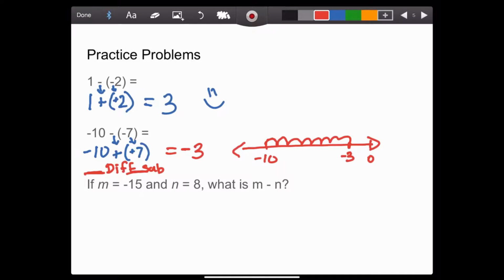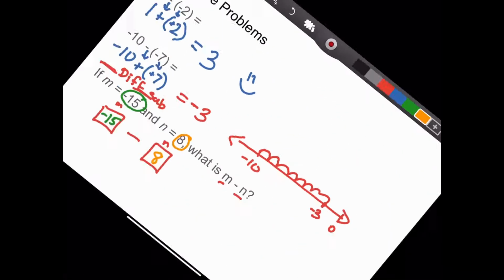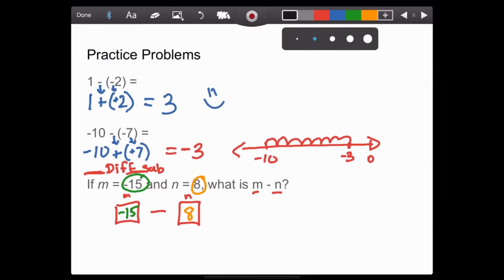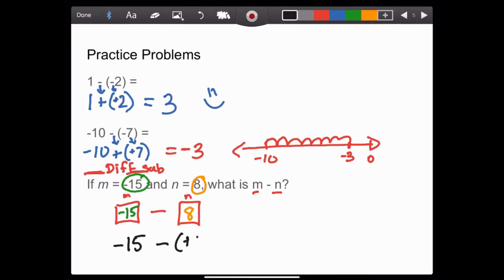If m equals -15 and n equals 8, what is m minus n? So I'm just going to put a box. This is the m, and we're going to do minus, this is going to be n. Now I'm just going to plug in. So m is -15 and n is 8. So really my problem is -15 minus, you could say a +8 if you wanted to.